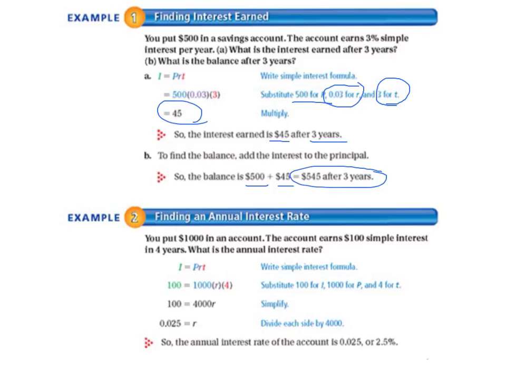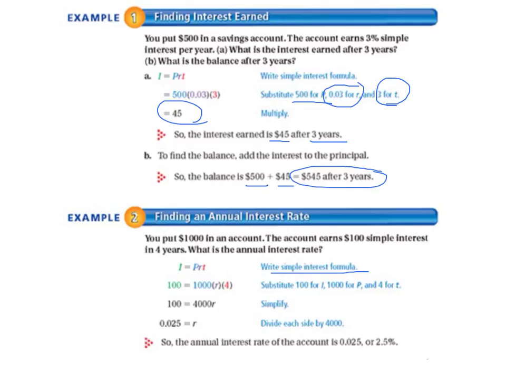Now we're going to find an annual interest rate. So we put $1,000 into an account. The account earns $100 simple interest in 4 years. What is the annual interest rate? So now we are solving for R. Again, we write the simple interest formula. We substitute $100 for the capital I, for the interest, the simple interest that we earned, and $1,000 for P, the principal, and 4 for T, the time.